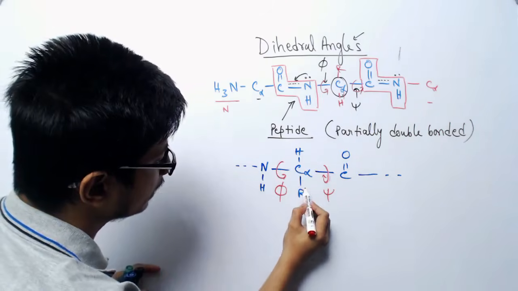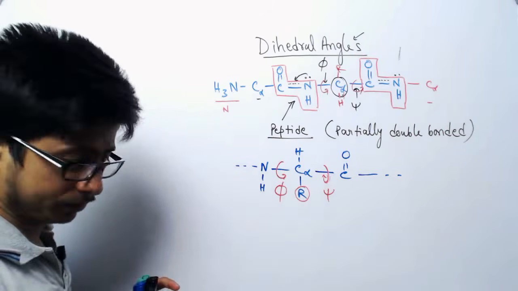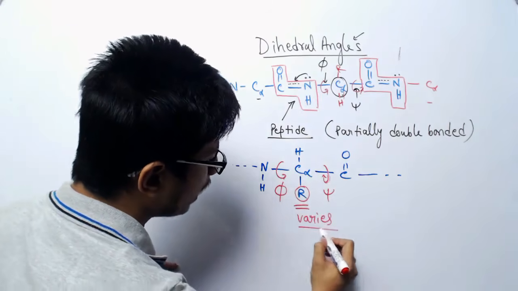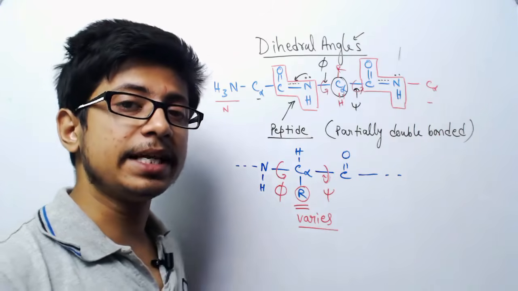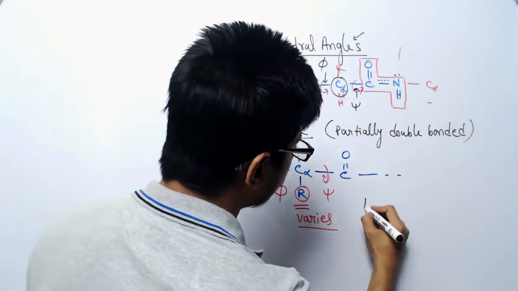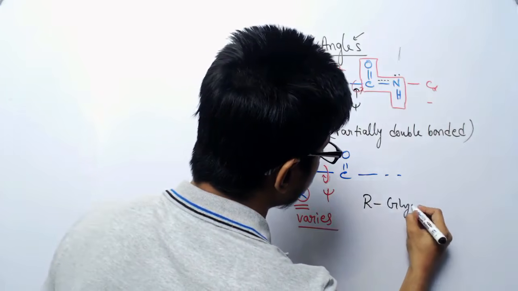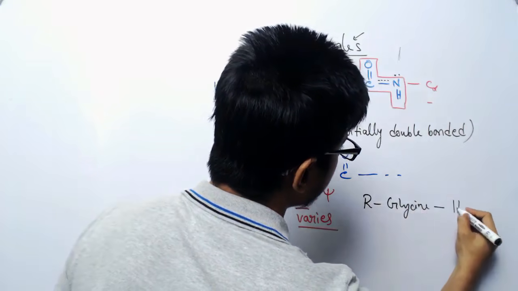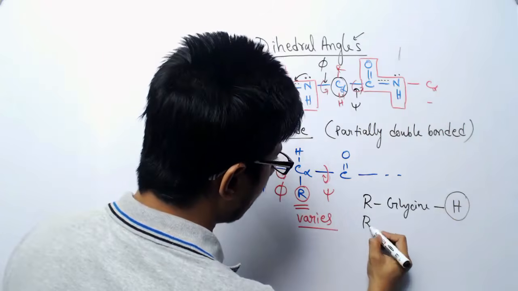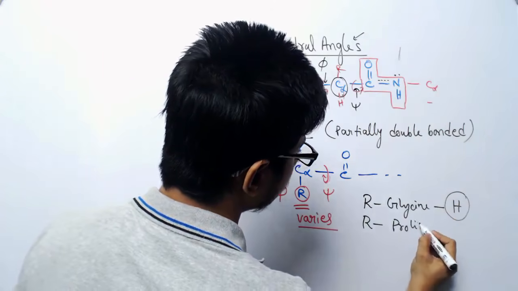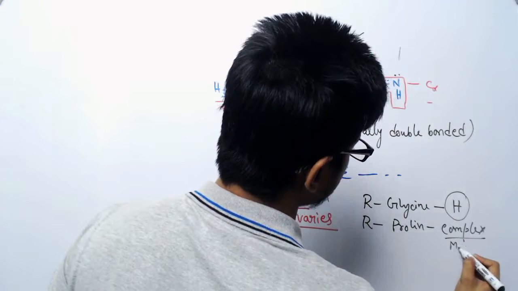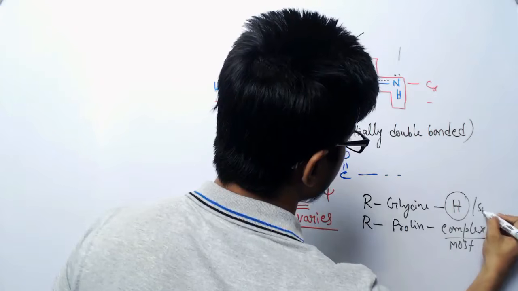Now as you see, there is an R group present here. Now this R group varies, right? We know that the R group for different amino acids has a different structure. For example, the R group for glycine is the smallest structure, that is only hydrogen, while the R group for proline is complex, the most complex, and this is the simplest.